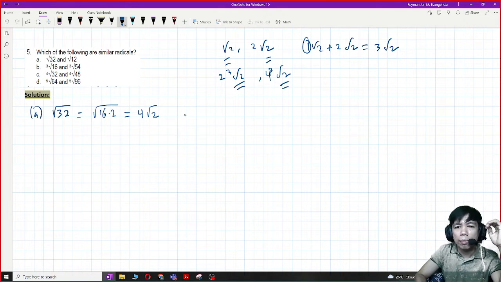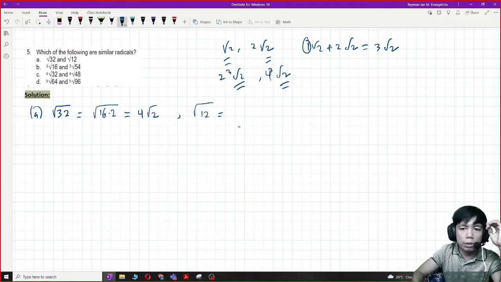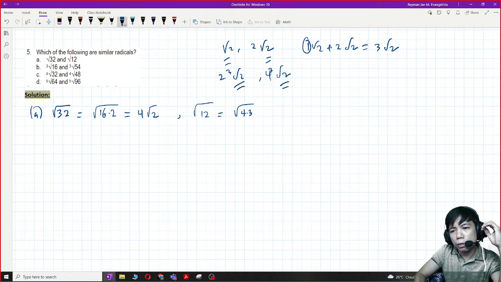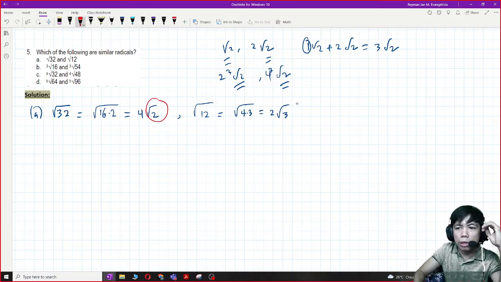Okay? Now, how about 12? Okay, 12, ang kanyang factors na mayroong perfect square ay 4 and 3. So, 4 times 3. Okay, yung 4 ay 2 squared, so that is 2 square root of 3. Okay, since ang ating radicals ay square root of 2 tsaka square root of 3, so they are not the same. Okay? I mean, they are not similar pala.